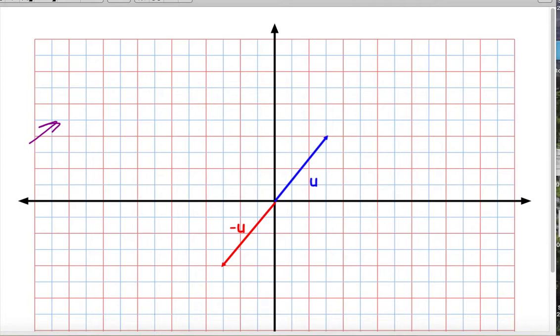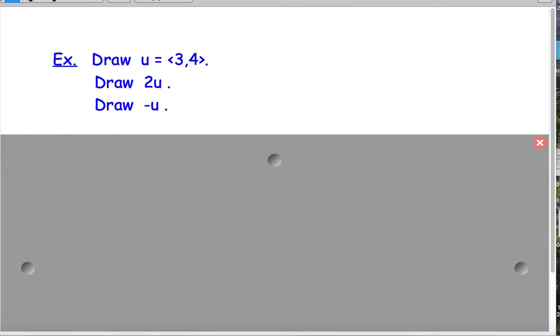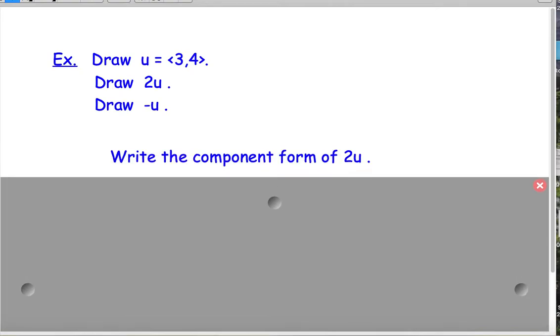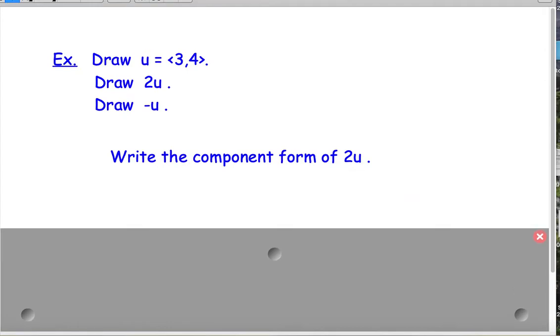Now, what would the component forms be of these 2 different vectors? The vector 2u and the vector -u. So for 2u, well, we don't even actually need to graph. It's just going to be 2 times the vector 3, 4. So in component form, we can just go ahead and multiply a scalar, they call that, a number, times the vector, and we're just going to get a bigger vector, 6, 8. So that's the component form of 2u.